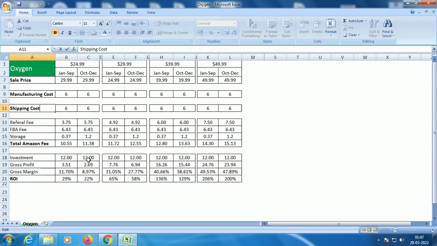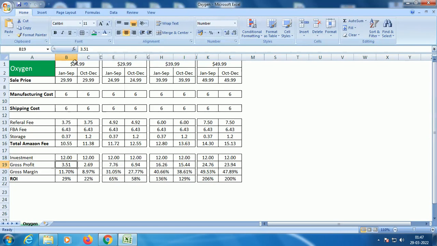Then comes your investment. Now you know how much you are investing for each and every product. In this case, I'm spending $6 to manufacture the product, and then $6 to ship the product. So technically a sum of 6 plus 6, which is 12. This is my landing cost, right? I'm investing $12 per unit. And then how much profit am I making? Now I'm planning to sell at 29.99.